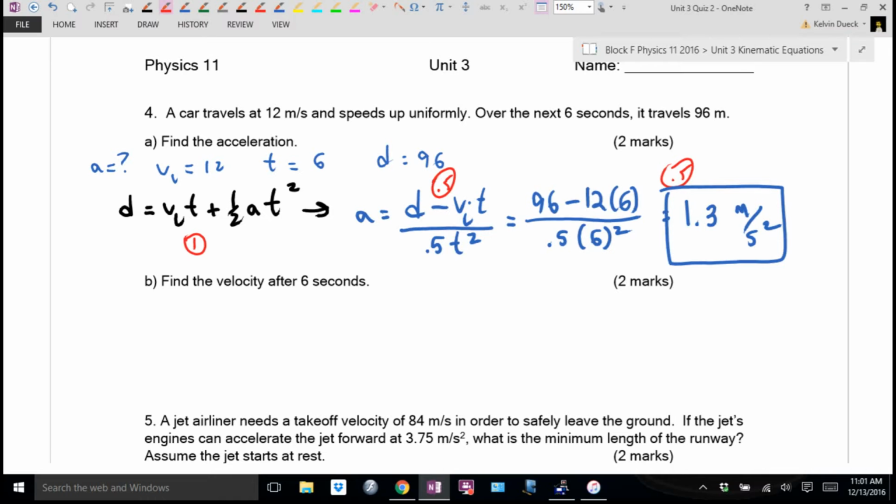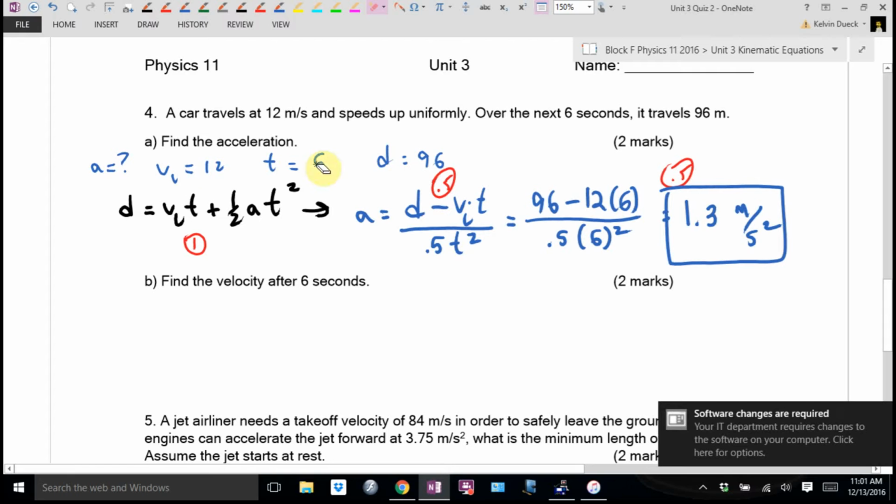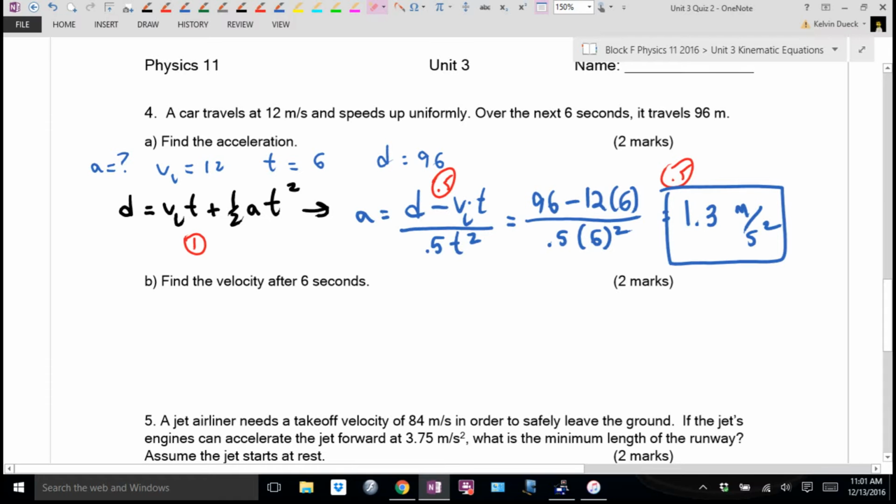Leah, what's B wanting me to find? I know you were away, but we'll walk through this one. Which one? Yeah, process of elimination. I know V initial, 12. So it's not going to be 12. V final. Leah, V final after how many seconds? How many seconds in part A? Since it's the same time, I'm not going to relist everything. I'm just going to go with what I have here. If the time had changed, I would relist my data.